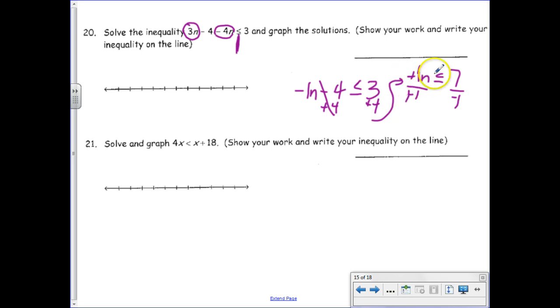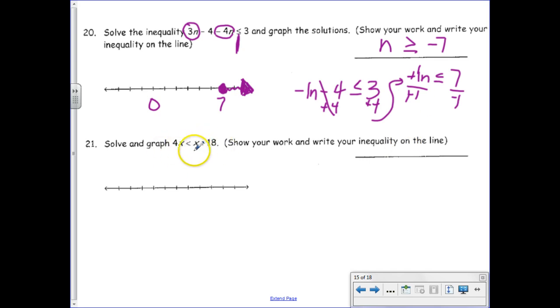Dividing by a negative will make this a positive. So I get a positive n, 1n. This now becomes negative 7, but you divided by a negative, so you need to flip the inequality. Here's 0. 7 is up here somewhere. You have a solid dot this time. Shade greater than, which means to the right.